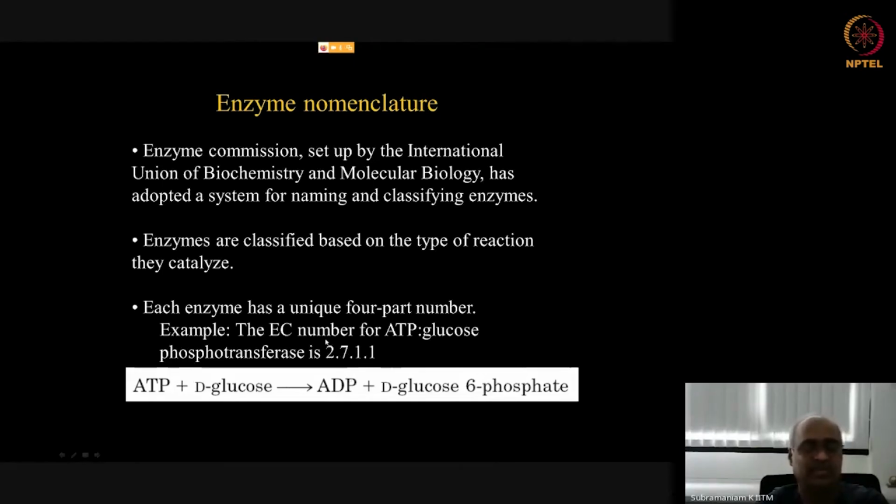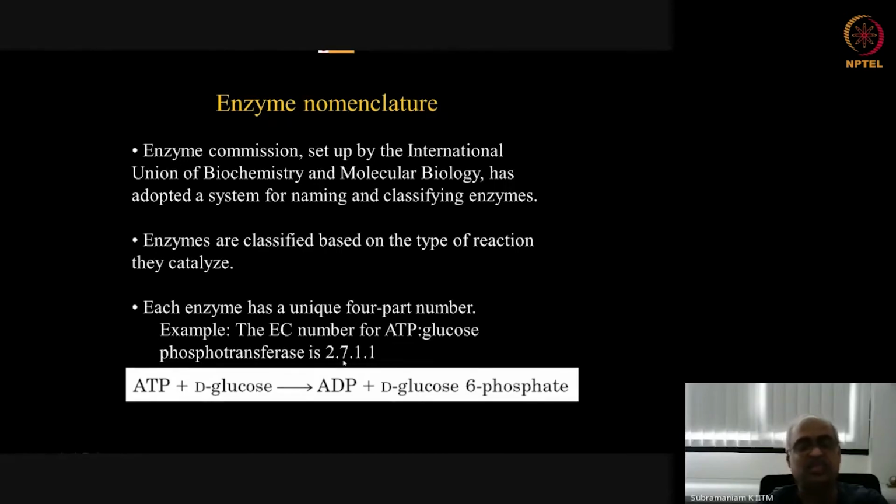So you have a primary group of 1, 2, 3, 4, 5, 6 groups, and within the 6 groups you have a subgroup. Like this 7 is 2.7. Under 2, this is the 7th subgroup. And in that you have a subgroup and then another subgroup, and the 4th digit is basically not a group. It specifically identifies a given enzyme. So the main focus is the type of reaction that they catalyze.